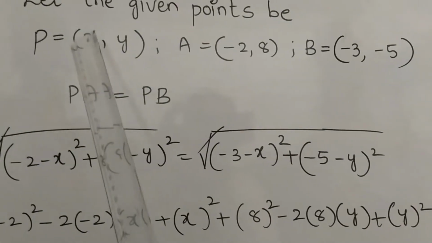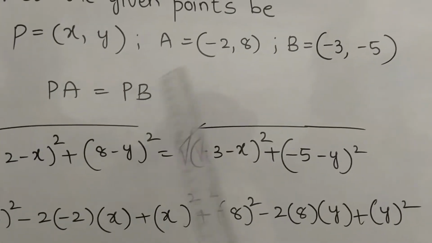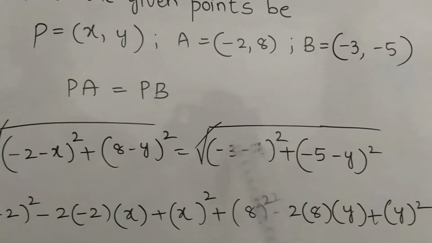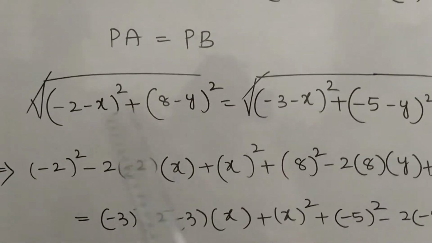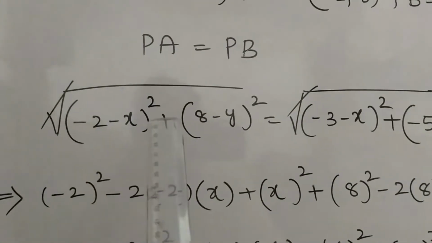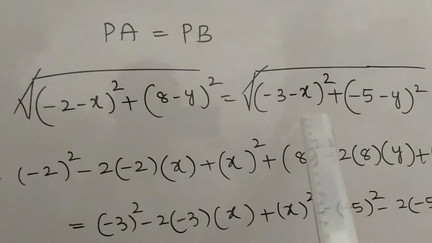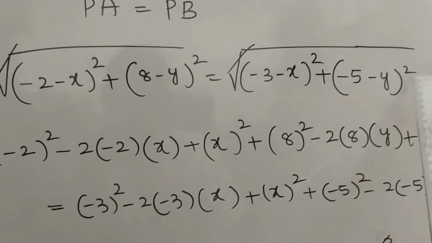Now we will take this as x1, y1 and this as x2, y2 in PB. So x2 is -3, students. So (-3 minus x) whole square plus (-5 minus y) whole square. Now both sides root is there, so cancel the root. Now what is remained here? (-2 minus x) whole square plus (8 minus y) whole square, and here (-3 minus x) whole square plus (-5 minus y) whole square.